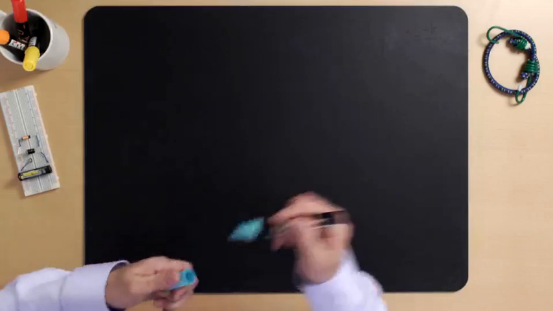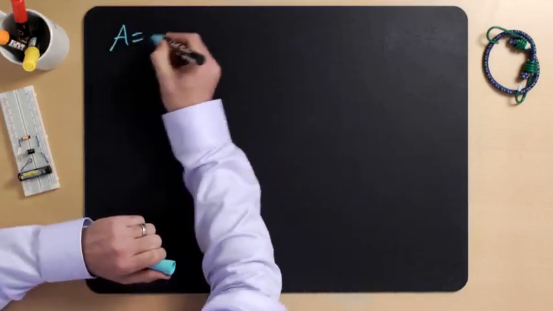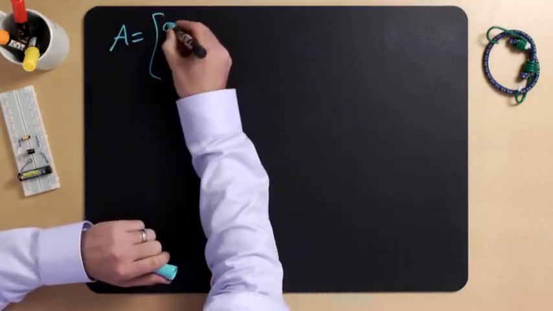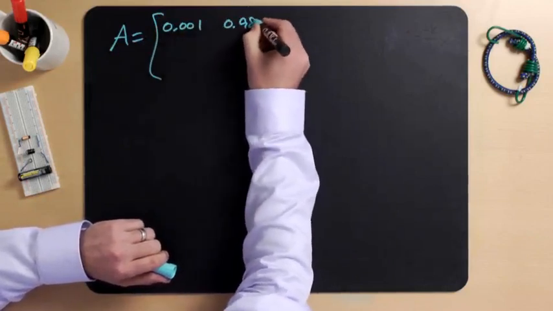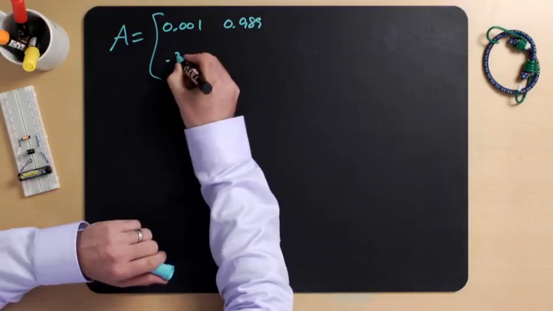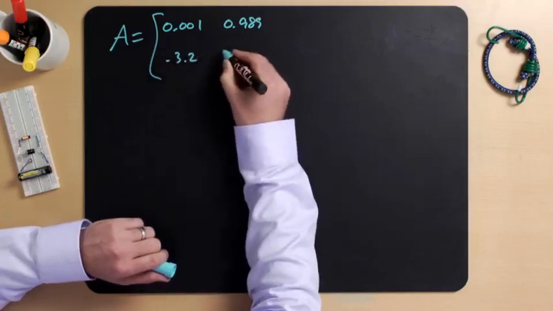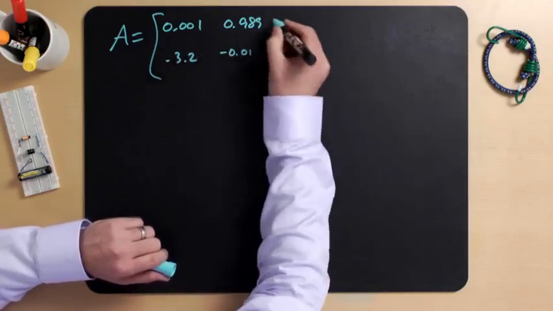Last time, we talked about analogies between physical systems. Today, we are going to talk about using physical systems to understand and reason about mathematical expressions. If I give you a matrix of the form A is equal to 0.001, 0.989, minus 3.2, and minus 0.01, what could you do with it? Could you tell me what it means?